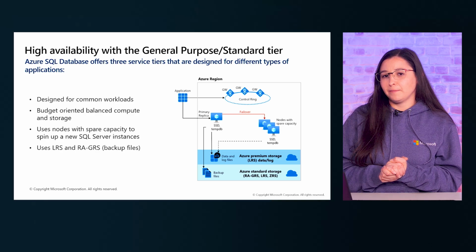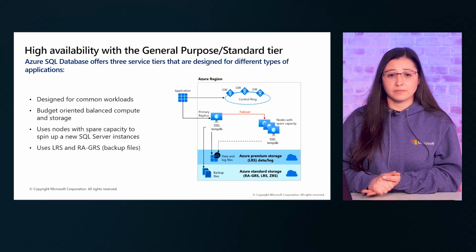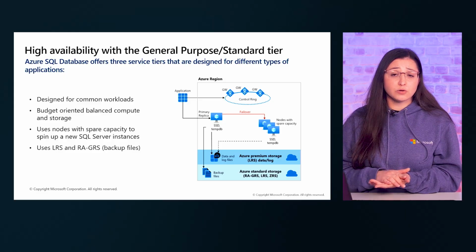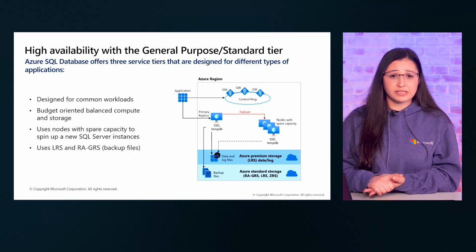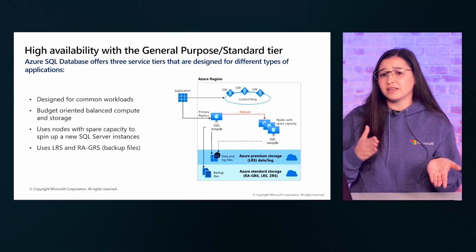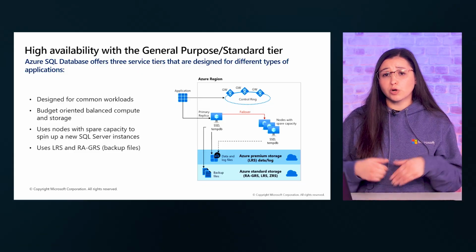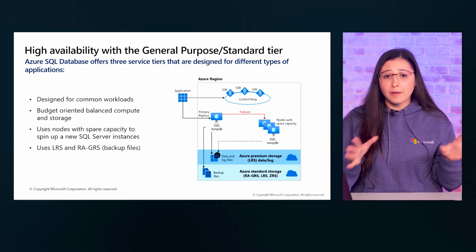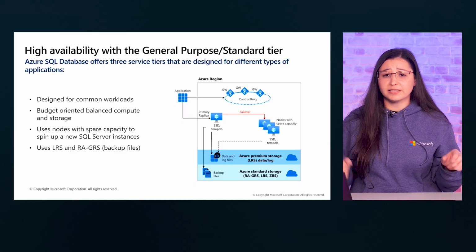To match our availability requirements, we can choose between different tiers. For example, general purpose or standard tier. This is a balanced tier for typical applications that need reliability but not extreme I/O performance. We will work with one primary replica, platform-managed availability architecture, and backups using redundant storage.